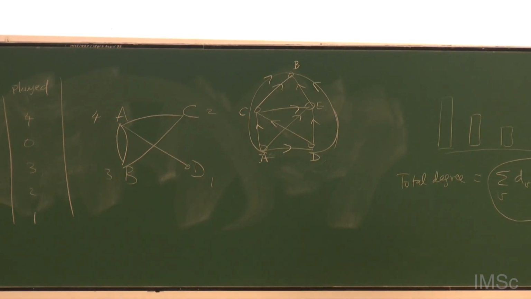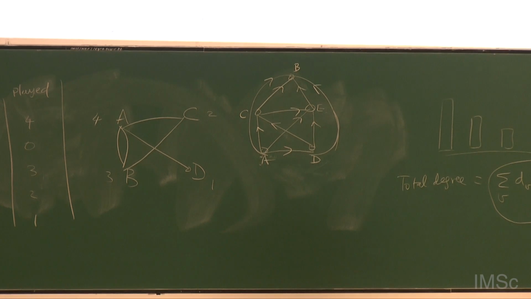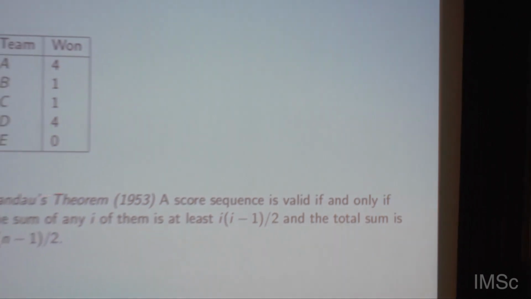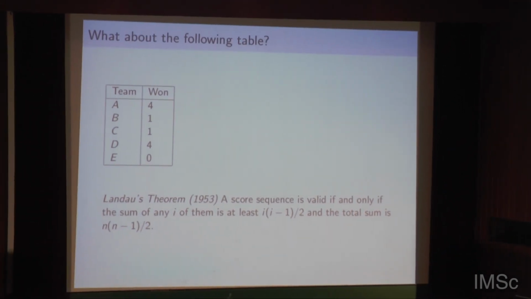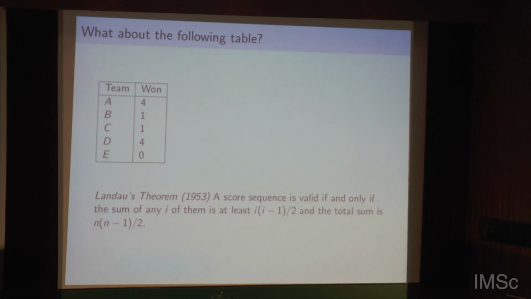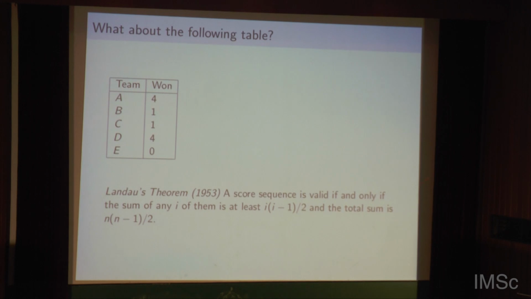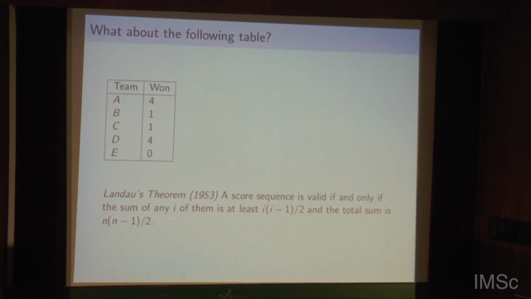It's a complete graph. And this question was answered in 1953 by a mathematician called Landau, and he showed that such a score sequence is valid, meaning that it is an out degree of such a graph, if and only if the sum of any i of them is at least iC2, and the total sum is nC2. The total sum is nC2 is what we already saw, because there are totally nC2 matches. So the total sum must be nC2.